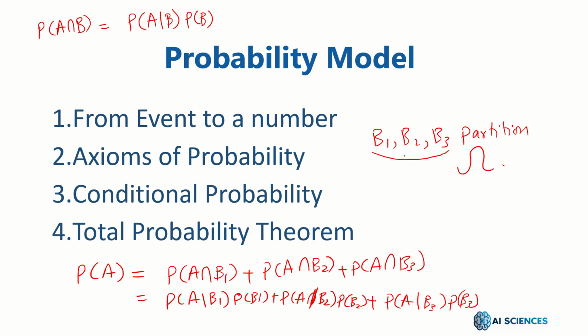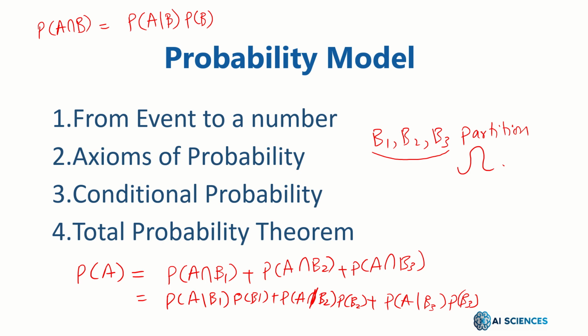These partition sets need not be just 3. They can be 2, 3, 4, 5, 7, or maybe countably infinite. They may be infinitely many of those, but they should be countable. So that's the total probability theorem, and it is very, very useful in a lot of cases.